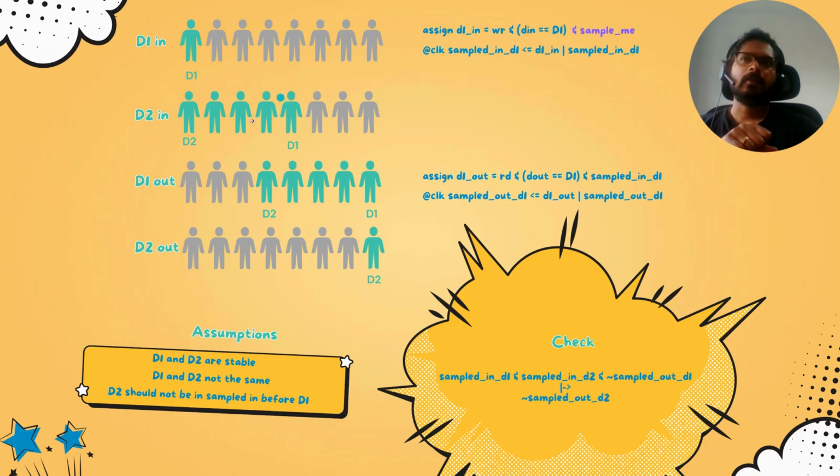So D1 can go in, D2 can go in, our check will not be activated. Sample me will be 0, D1 in will be 0, and all these things don't matter. For the second time D1 goes in, this can just randomly go high. Right, and D in equal D1 would be high for the first case also, but this was not high. For the second case, this would be high. Then this check will be activated for the second time D1 gets in, and then D2 gets in later.